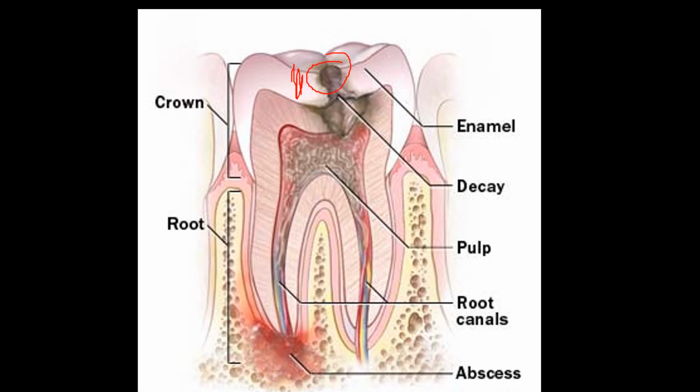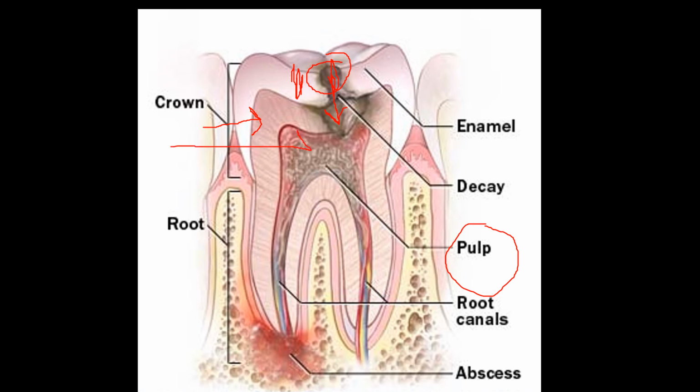If that decay, which is represented by this dark area here, penetrates further and gets into the next layer of the tooth, which we call dentin, then it endangers the tooth considerably more. The innermost part of the tooth, that we call the pulp, is where the live tissue of the tooth is. And if the decay penetrates deeply enough, that decay will invade the pulp and create an infection inside the tooth.